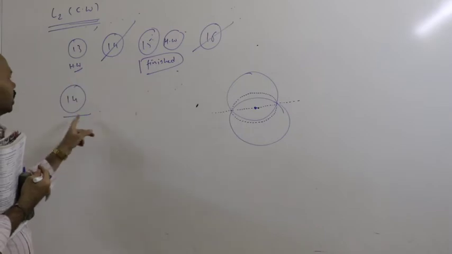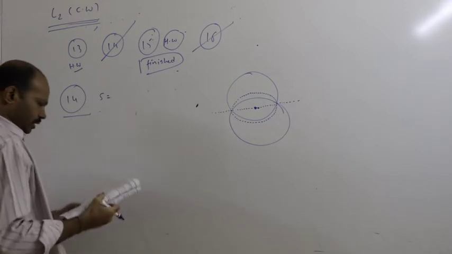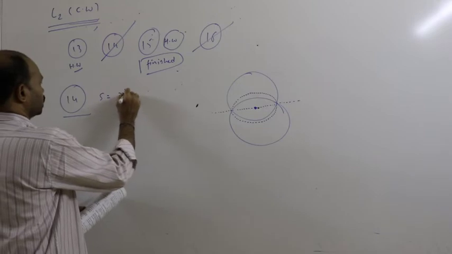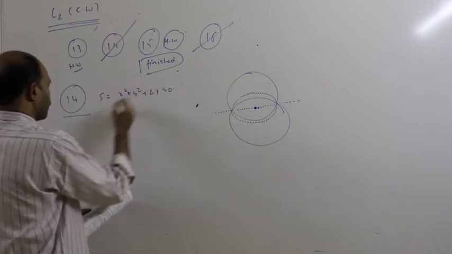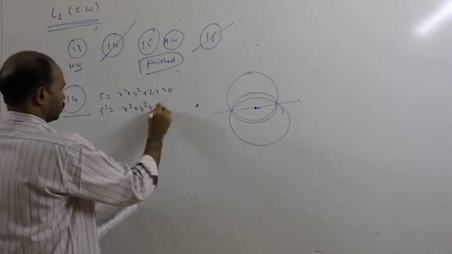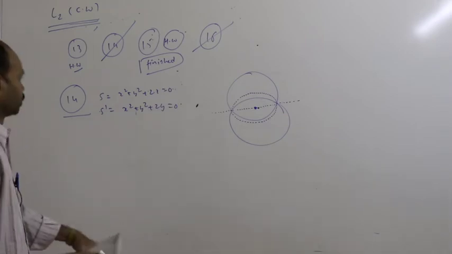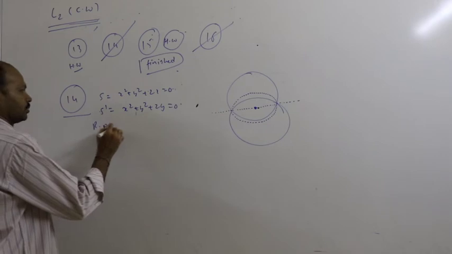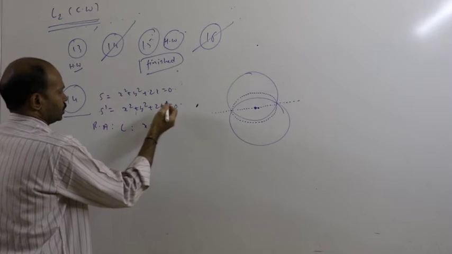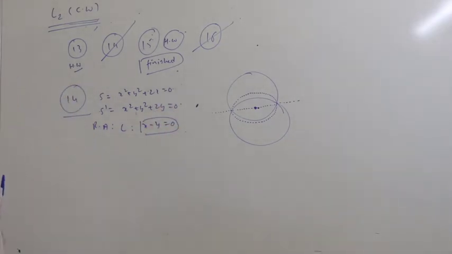The difference is that two circles are given here compared with the previous. What are the given circles? Say 14. S is equal to x square plus y square plus 2x equals 0, and S dash is x square plus y square plus 2y equals 0. Find the radical axis, the line S minus S dash equals 0: x minus y is equal to 0. I have done cancellation of the scalar 2.